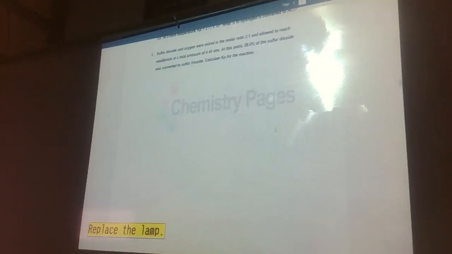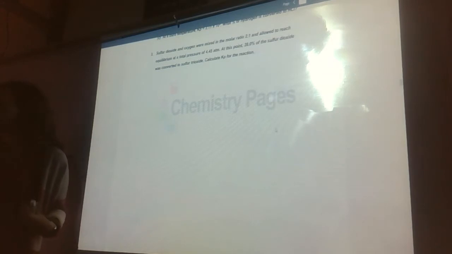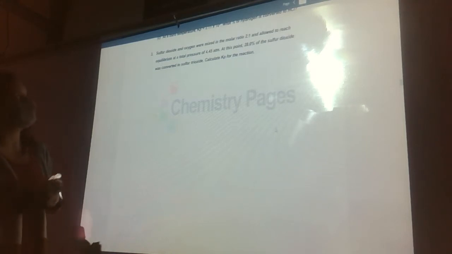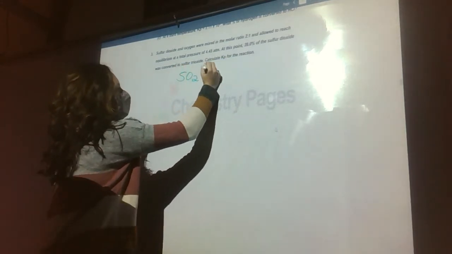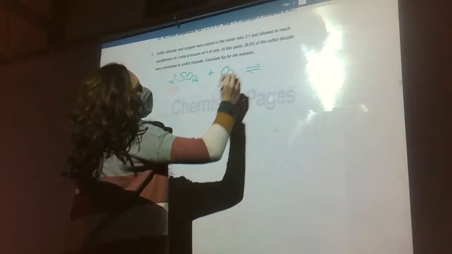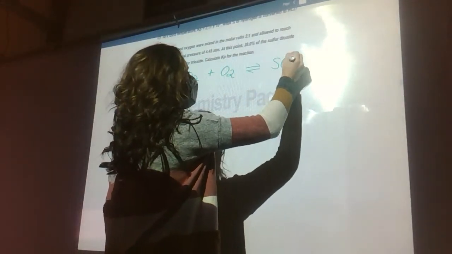Okay. So let's start today with a Kp example, and then we'll do another example, and then we're going to talk about one of the last Ks, which is Ksp. So the example: sulfur dioxide and oxygen were mixed in the molar ratio 2:1, and it was converted to sulfur trioxide.